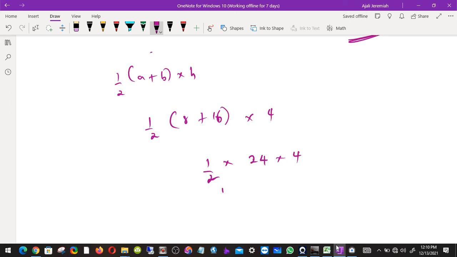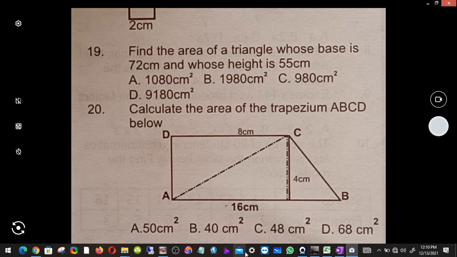2 here, 2 here, 12. 12 times that is 48 centimeters square. Option C, okay.